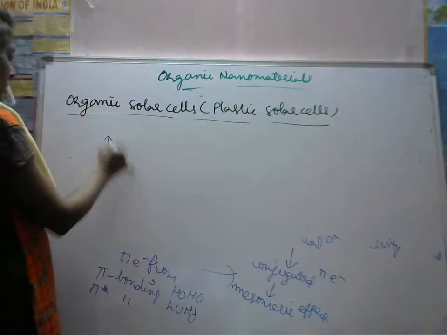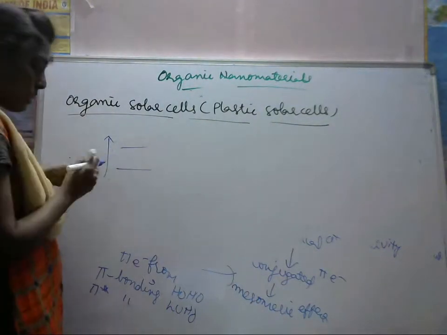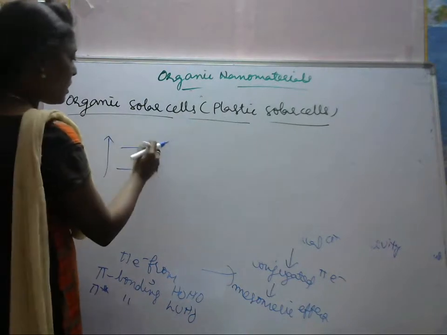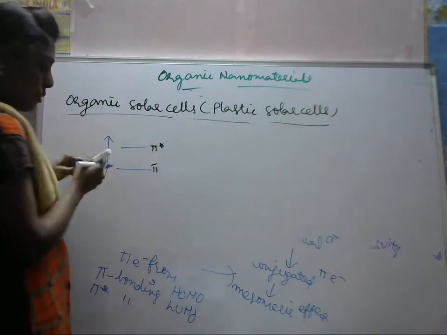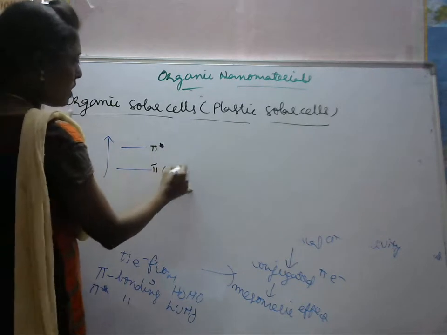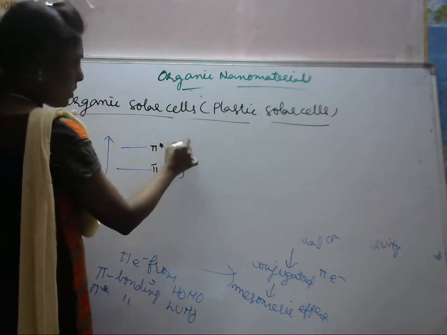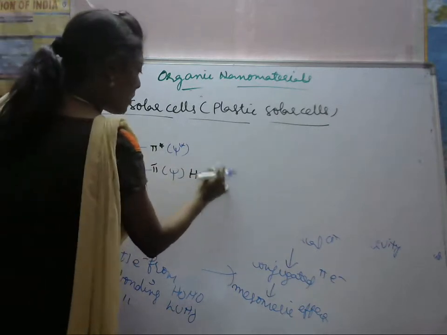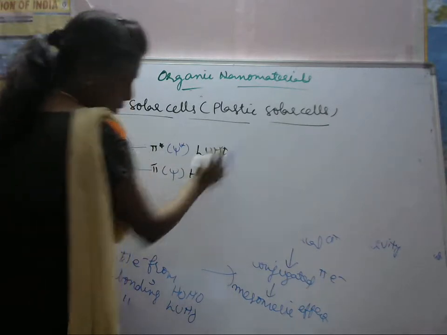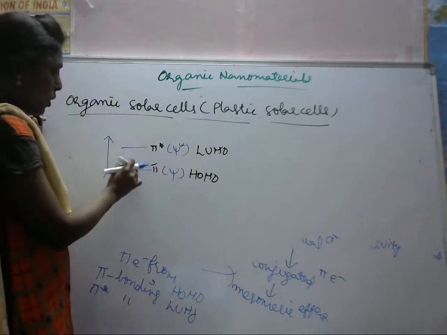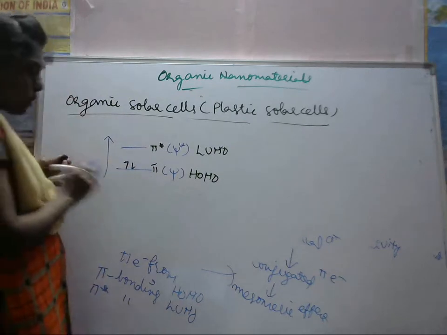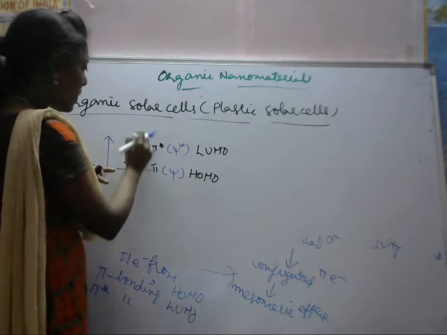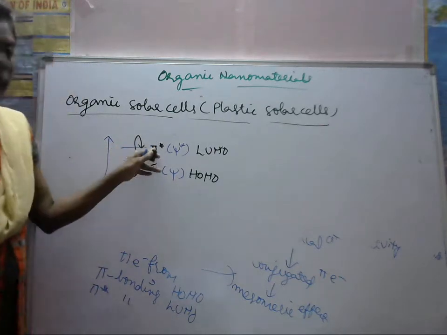Actually, we have two levels, which are pi and pi star. We have to call them psi and psi star. This is the HOMO, the highest occupied one, and this is the LUMO. If it has two electrons, what will happen? One of the electrons gets excited and transfers into the pi star level.